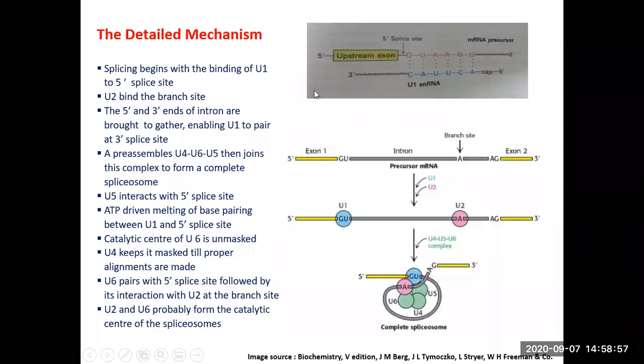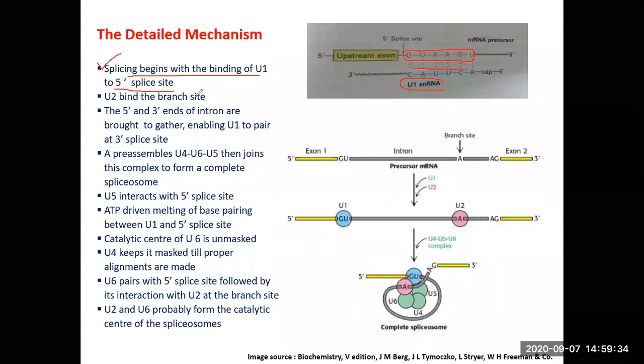All right. So this is in detail now. We'll see whatever we know about this mechanism. I tried to show you over here that this U1 has got an RNA and it has got a sequence which is complementary to the consensus sequence present at the 5' splice junction. The one that I was telling you in the previous slide, I've tried to show it over here. So the splicing begins with binding of U1 to the 5' splice site.